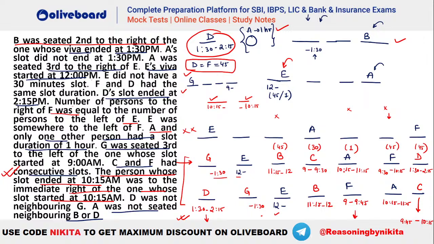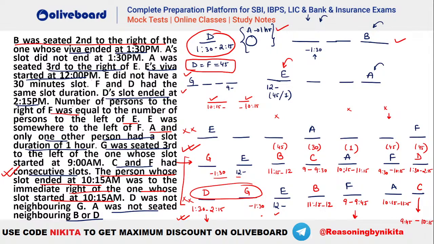You can see in either of the situations, C and F are consecutive, 9 to 9:45, 9:45 to 10:15. Here it is 9 to 9:30 and 9:30 to 10:15. No issues. The person whose slot ended at 10:15 was to the immediate right of one who is starting at 10:15. D was not neighboring G. So in this case, you can see in the second case, D is neighboring G, isn't it? So that is how you can eliminate this one. So that means the first one will be the valid case here.